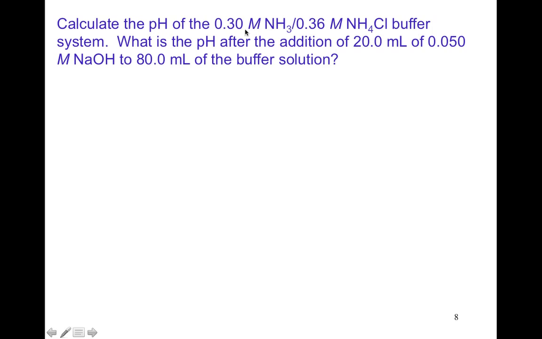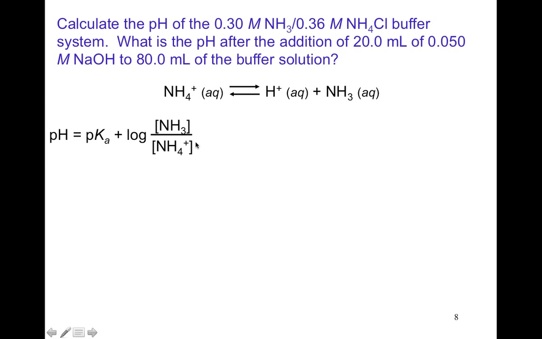Okay, we know NH3 is going to be 0.3. We know NH4 is going to be 0.36. Chlorine minus is going to be 0.36, but it's not that important because it doesn't change our pH. So let's set it up for an acid. NH4 goes to hydrogens and NH3. And then we can set up our Henderson-Hasselbalch equation.